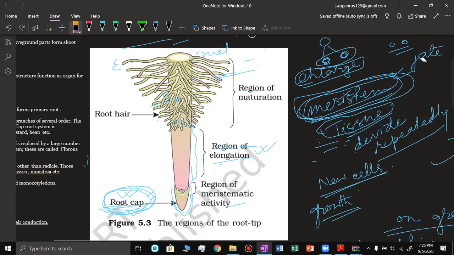They elongate, enlarge and elongate. So this is the zone of elongation, and in this zone, the growth of the root, of course, in length is very fast. The cells grow very fast. After that, there is a region of maturation.